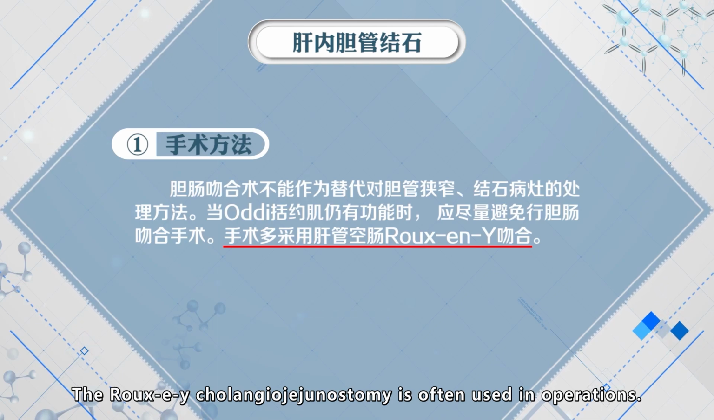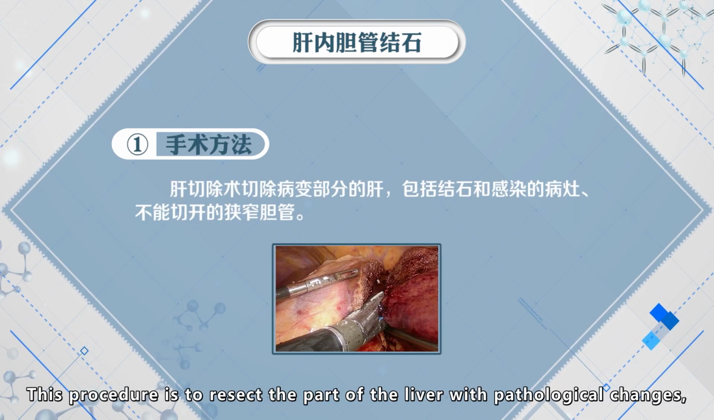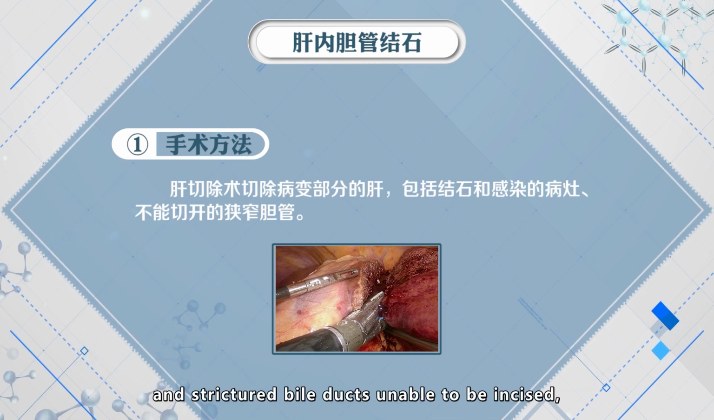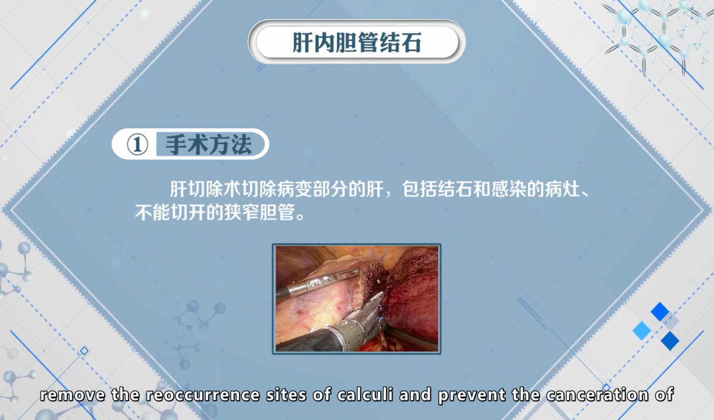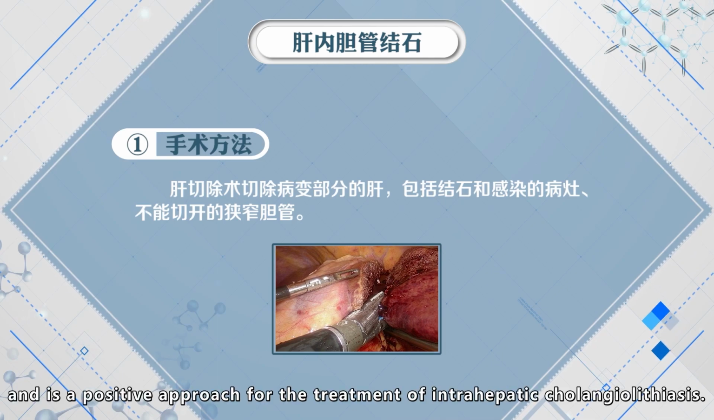The Roux-Y cholangiojejunostomy is often used in operations. Hepatectomy. This procedure is to resect the part of the liver with pathological changes, including the lesion focuses of calculus and infection and strictured bile ducts unable to be incised. Remove the recurrent sites of calculi and prevent the canceration of diseased hepatic segment and hepatic lobe, and is a positive approach for the treatment of intrahepatic cholelithiasis.